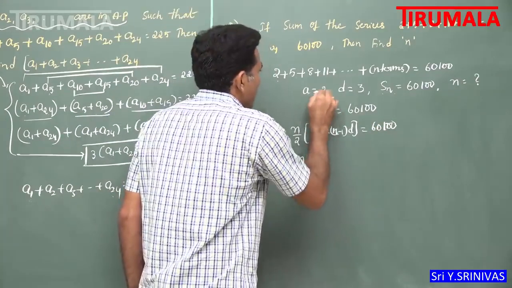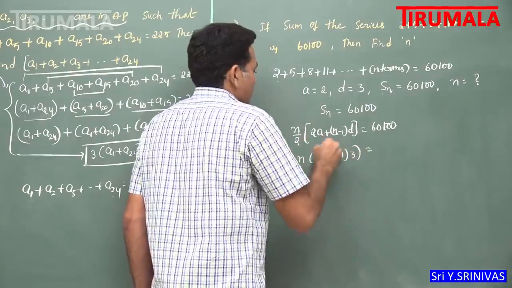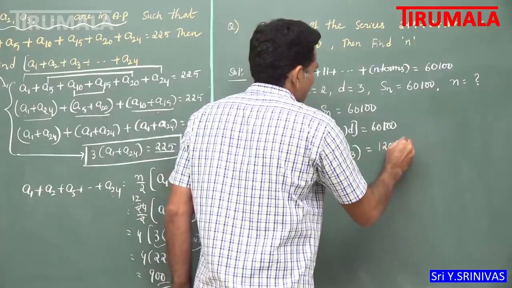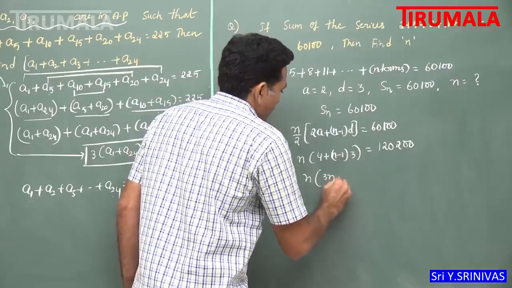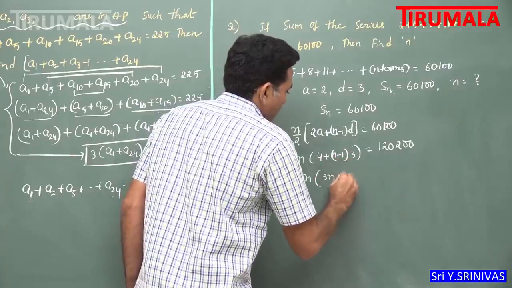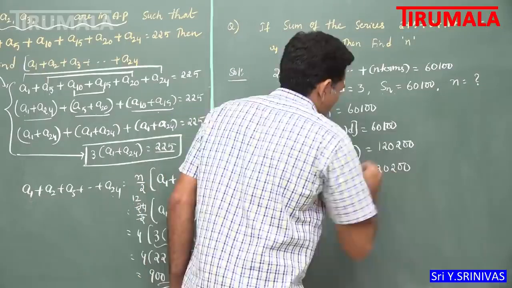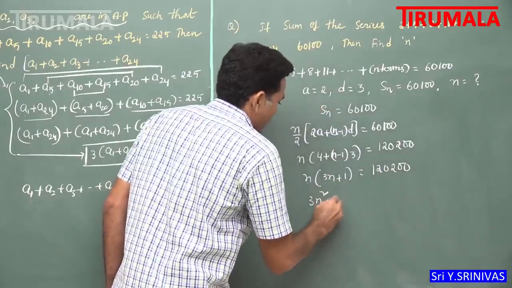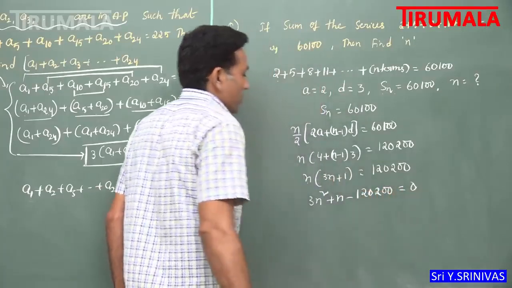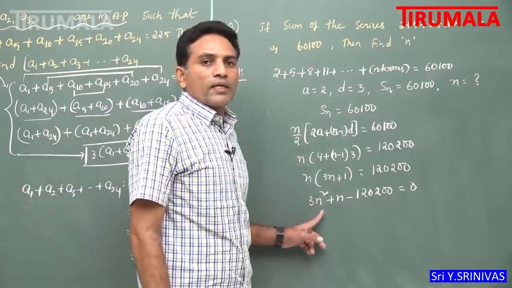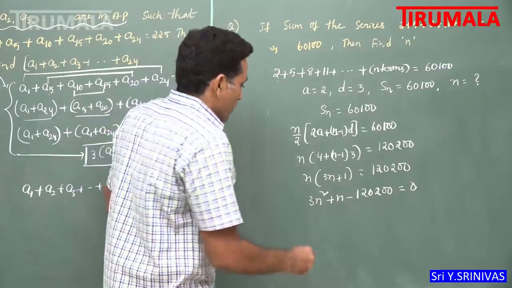n into 2a, which is 4, plus n minus 1 into d, which is 3, equals 2 times 60,100, which is 1,20,200. Now n into 3n plus 1 is equal to 1,20,200. So 3n square plus n minus 1,20,200 equals 0. Now, this is a quadratic equation in terms of n, and it gives two values of n. Now, we find the values of n.